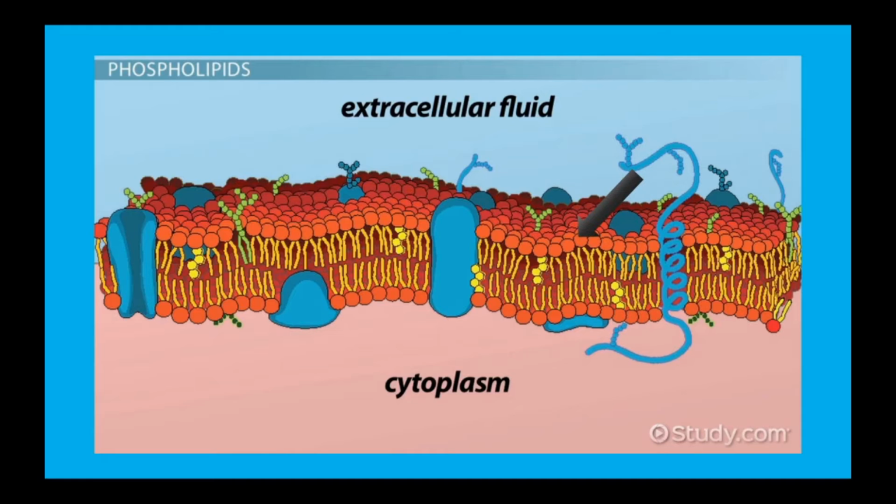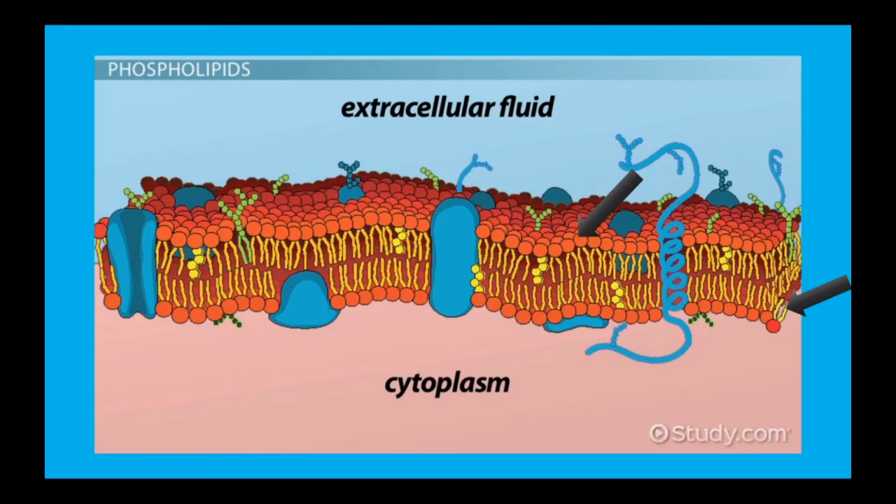The phospholipid bilayer. The phospholipid bilayer makes up the bulk of the cell membrane. It is created by two layers of phospholipids. The phospholipid has one part that is made up of a hydrophobic tail, and another part that is made up of a hydrophilic head. The hydrophilic means that it is water loving.